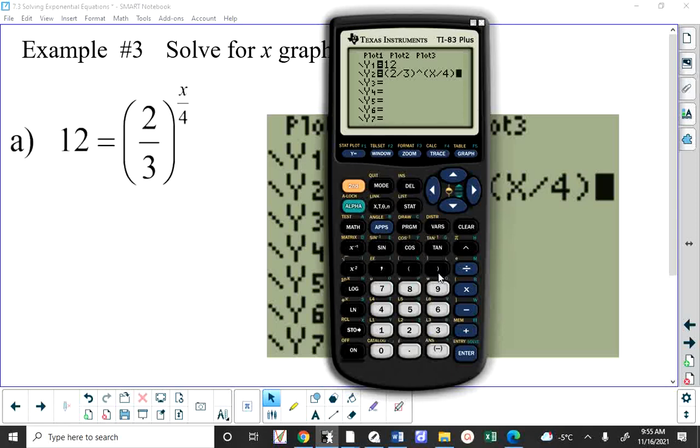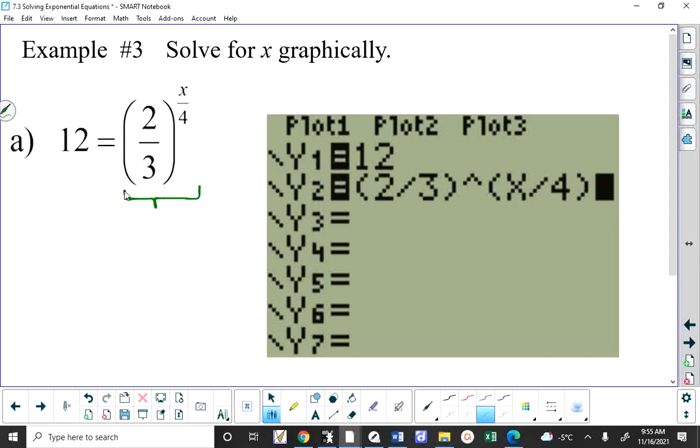So before we look at the window, let's go to the window settings and let's adjust our y. I think it's reasonable to say we have to go up past 12 because we want to see y equals 12. Now, you should know that this graph here will look in general like that, because the base is 2/3, which is a base less than 1. It's between 0 and 1, so it's a declining or decreasing exponential function.